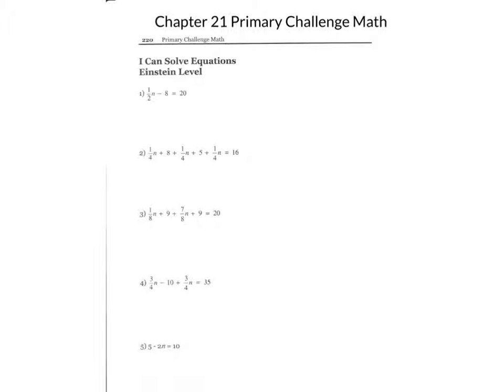So if we were to draw this in our Singapore model, we'd say we have a whole n. I want to find out what that is. But we know that if we have just a half of n, and we take away 8 from that, it equals 20. So the first thing we want to know is, what if we had that half of n without the 8 taken away? So we add back the 8 that got taken away.